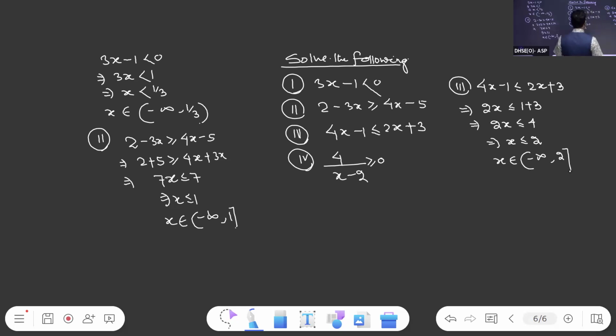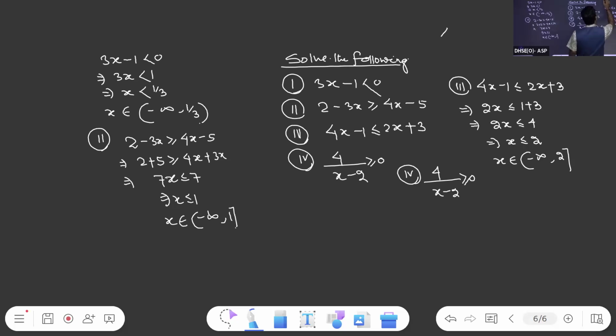Then come to the fourth one. 4 upon x minus 2 is greater or equal to 0. You see, this is a rational expression where the denominator is a non-zero quantity. A rational expression will be equal to 0 only when the numerator is 0. Here the numerator is 4, which is a non-zero quantity. So the only possibility is this expression can be greater than 0.